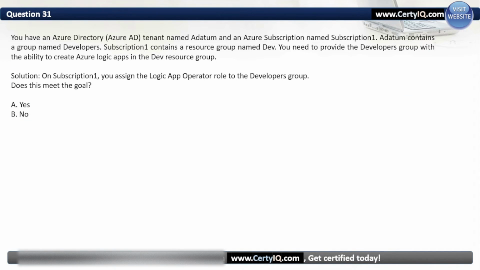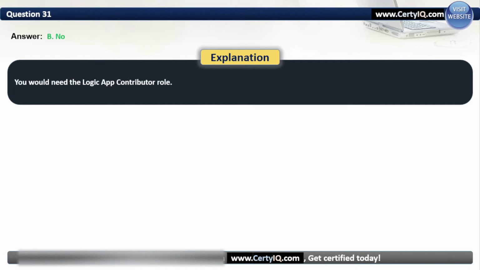Question 31. You have an Azure AD tenant named Adatum and an Azure subscription named Subscription1. Adatum contains a group named Developers. Subscription1 contains a resource group named Dev. You need to provide the Developers group with the ability to create Azure Logic Apps in the Dev resource group. Solution: On Subscription1, you assign the Logic App Operator role to the Developers group. Does this meet the goal? The correct answer is B. No. You would need the Logic App Contributor role.